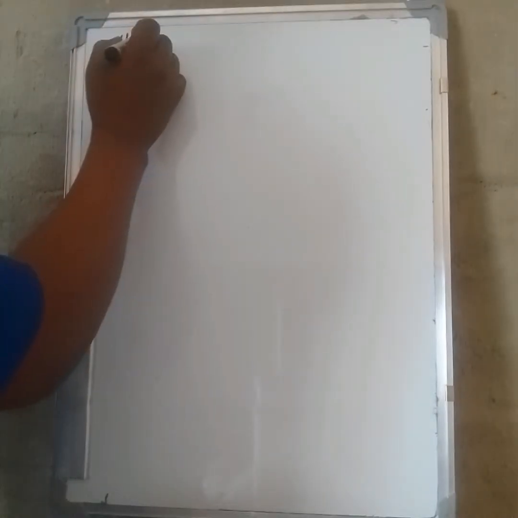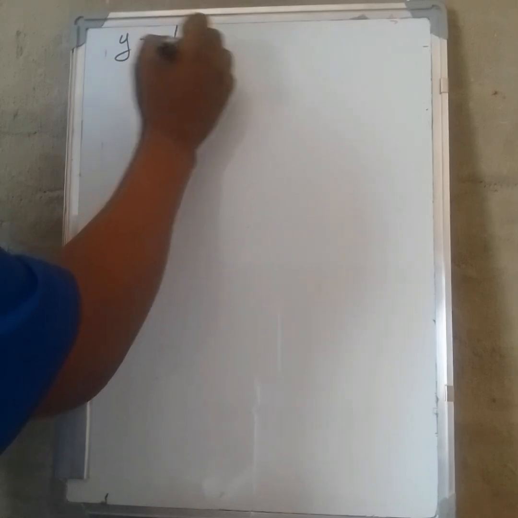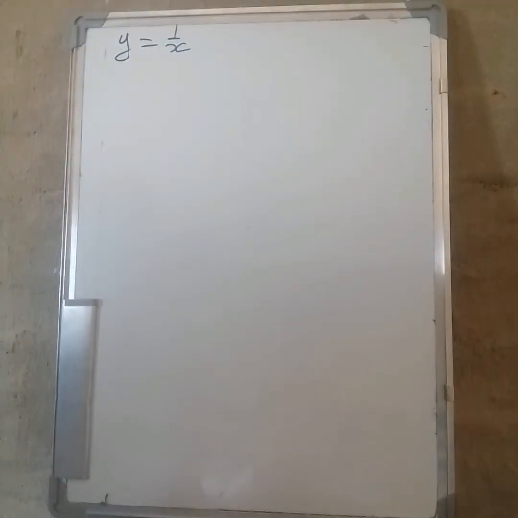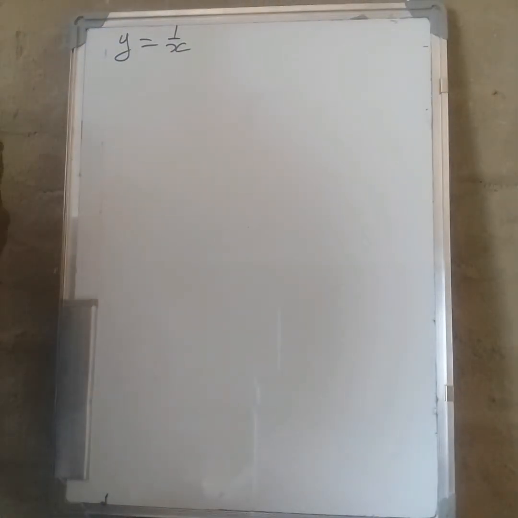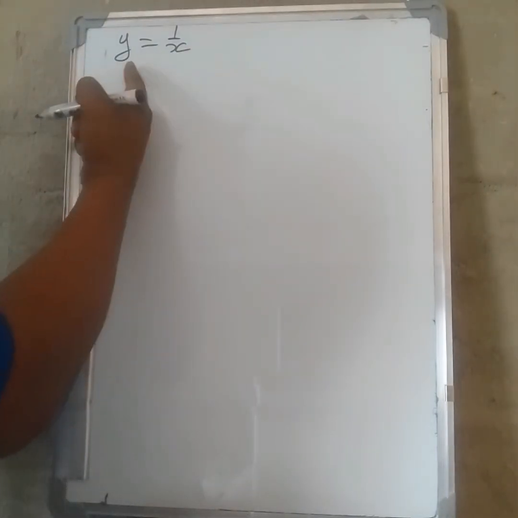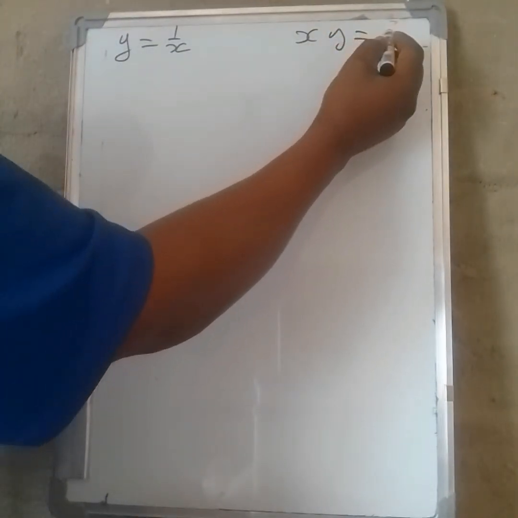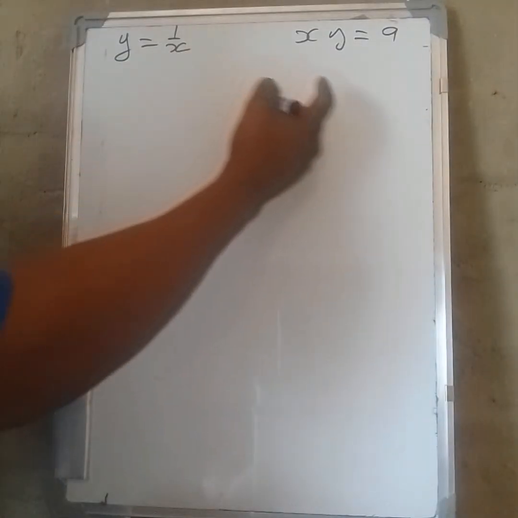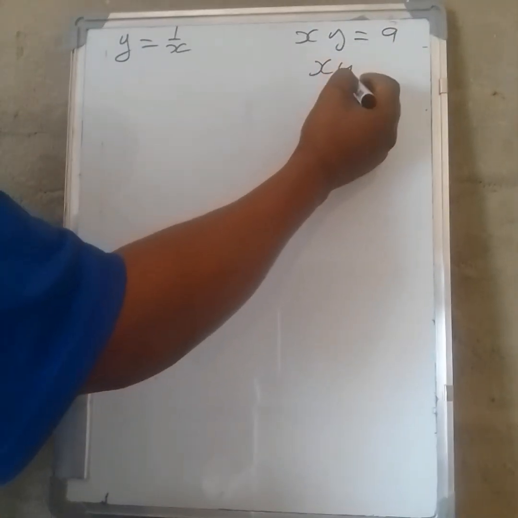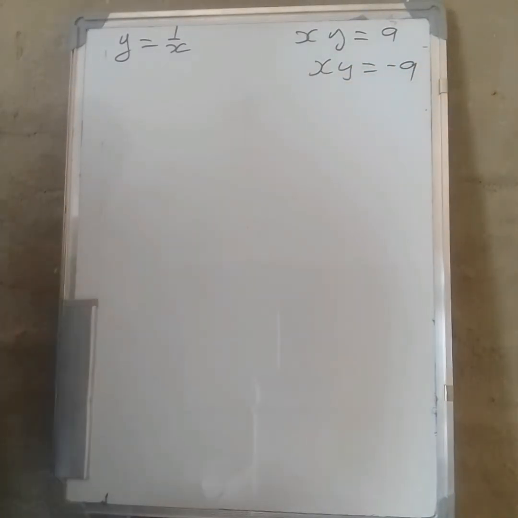Let's say I am given y equals 1 over x. I just want to show this: xy equals a. You can also have xy equals negative a.